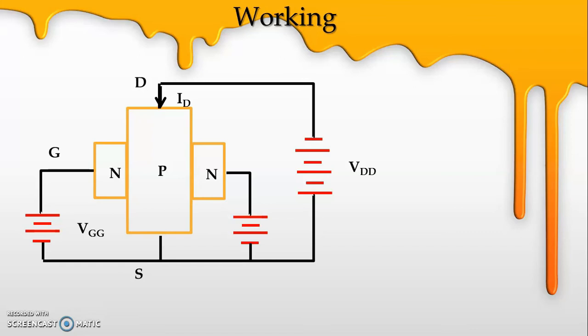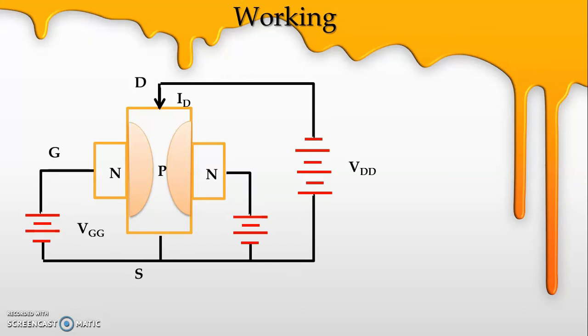But when we apply voltage across the gate and source, that is the supply voltage VGG, the gate is N-type semiconductor material, and to reverse bias the gate, we apply positive voltage to the gate. So once we apply positive voltage to the gate, based on the level of voltage, a depletion layer is formed in the channel.